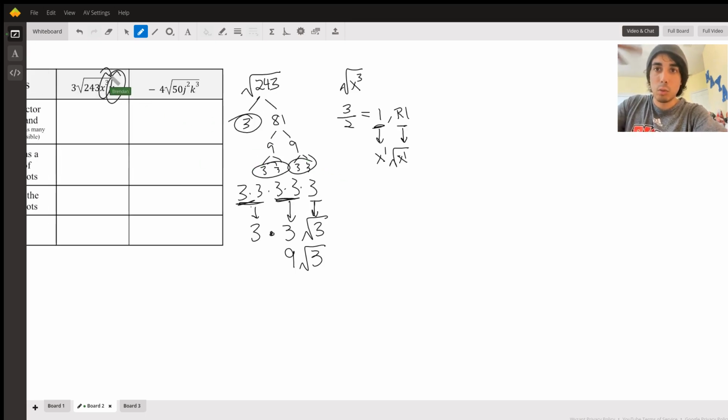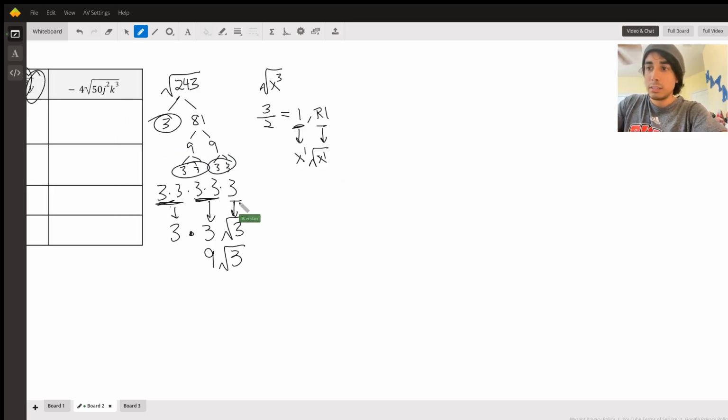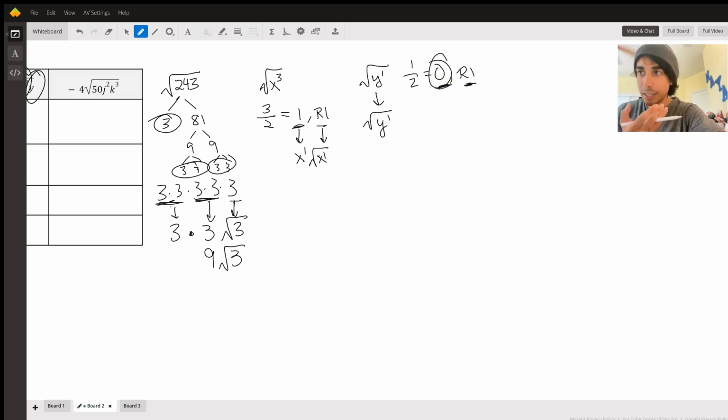Last part to do here is the y. All right, so we've got a y to the 1. So I'm going to do 1 divided by 2. Well, 2 doesn't go into 1, so there's nothing I can do there with the remainder of 1. So that tells us that nothing comes out, and the 1 stays on the inside. Remember, the remainder tells us what stays inside. And this tells us that nothing comes out. So there's actually nothing I could do with that one. It stays as it is.